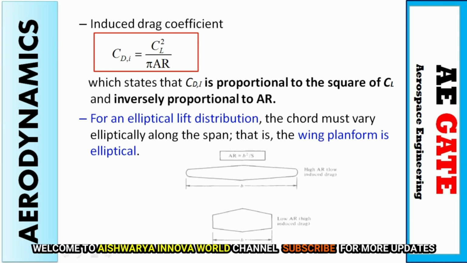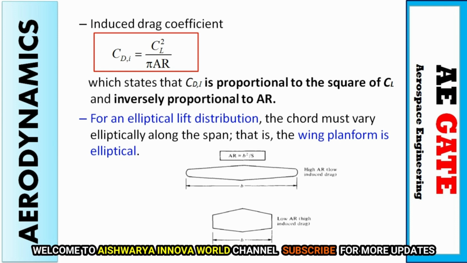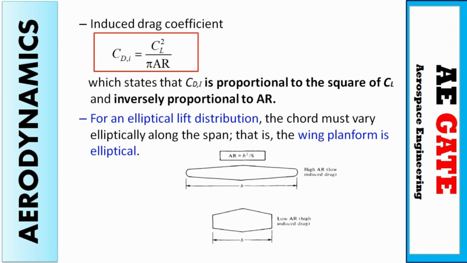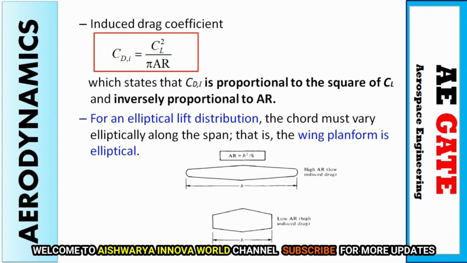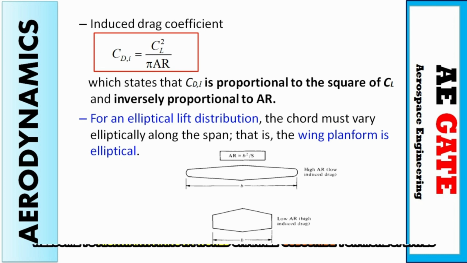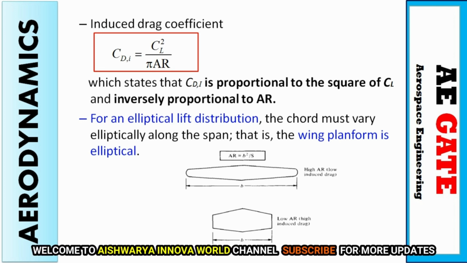Here come a few demos. High aspect ratio will lead to low induced drag and low aspect ratio will lead to high induced drag. So you can see also that for an elliptical lift distribution, the chord must vary elliptically along the span and the wing planform is elliptical.